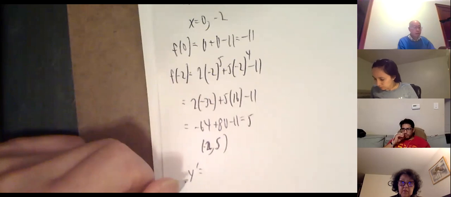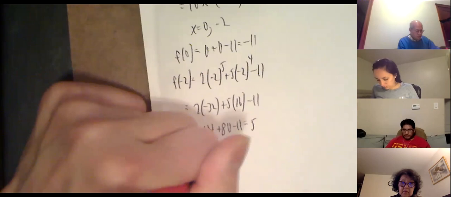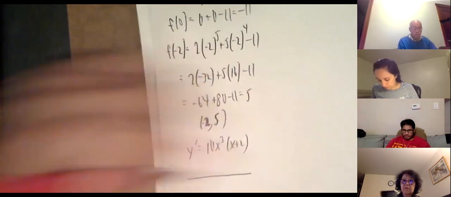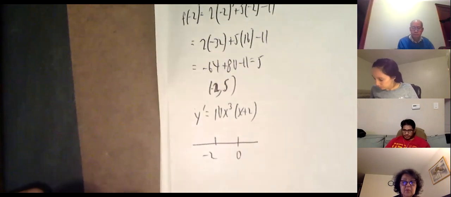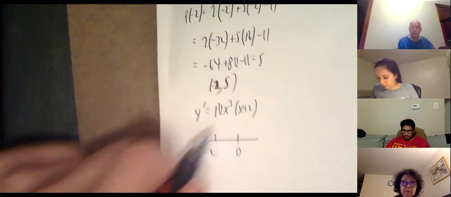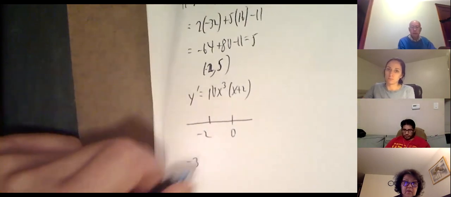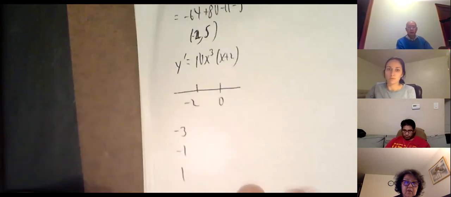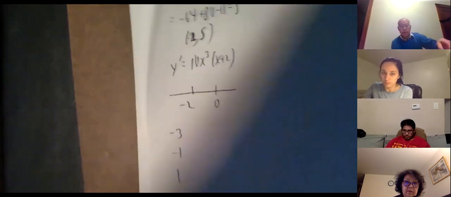Okay, so y prime, where was it again? 10x cubed, x plus 2. So I lay down a negative 2 and a 0. Is that right? Yeah. Okay, so I pick something over here, and over here. So negative 3 and negative 1 and 1. Is that right? Yeah. Okay, and change colors here.